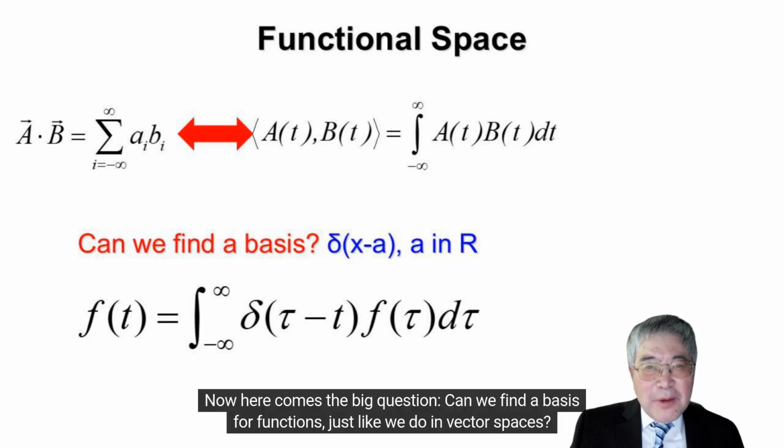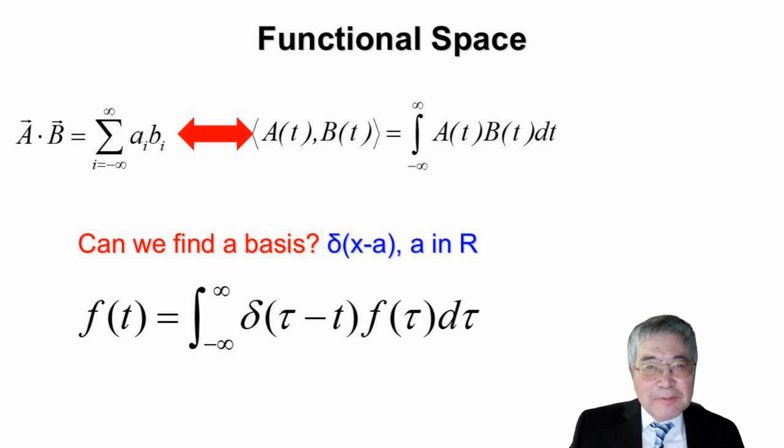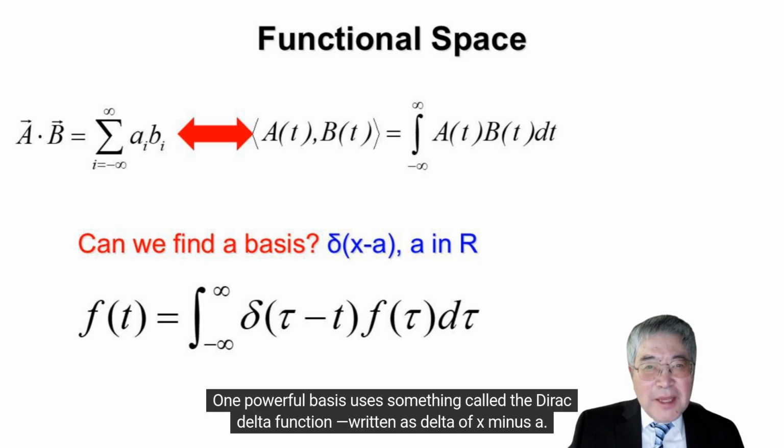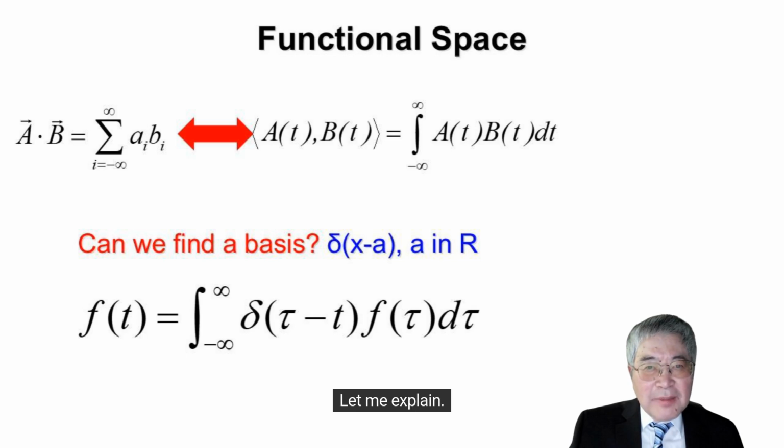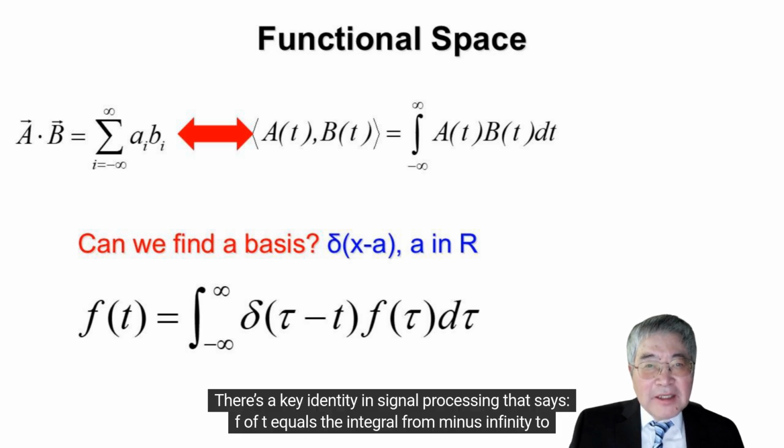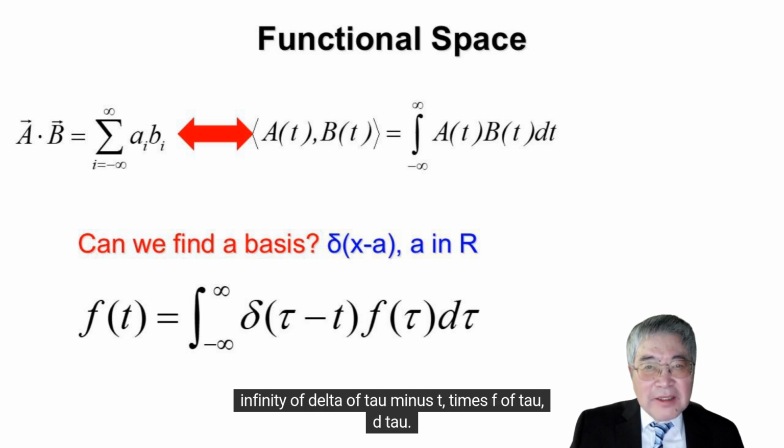Now here comes the big question. Can we find a basis for functions just like we do in vector spaces? And the answer is yes. One powerful basis uses something called the Dirac delta function, written as delta of x minus a. Let me explain. There's a key identity in signal processing that says f of t equals the integral from minus infinity to infinity of delta of tau minus t times f of tau d tau. What does this mean?